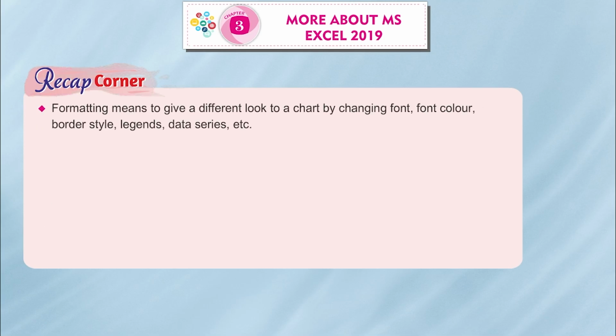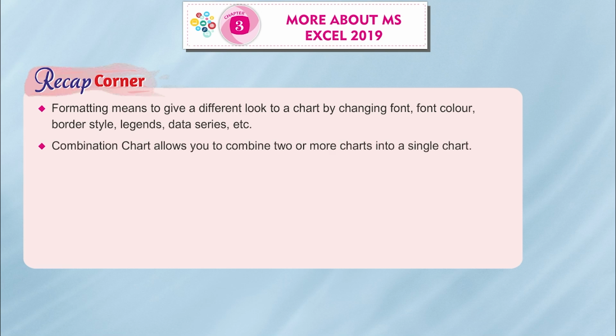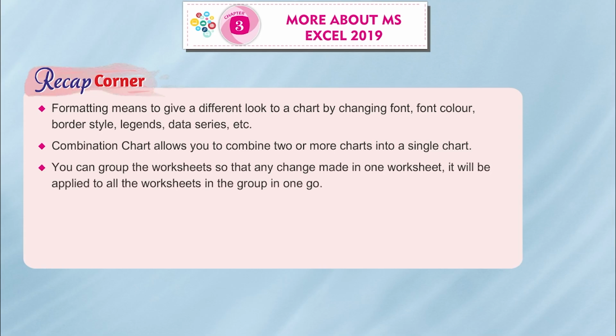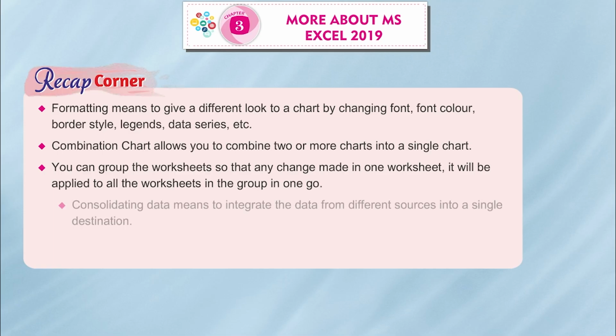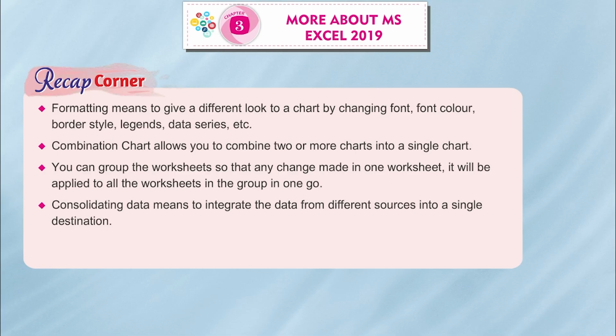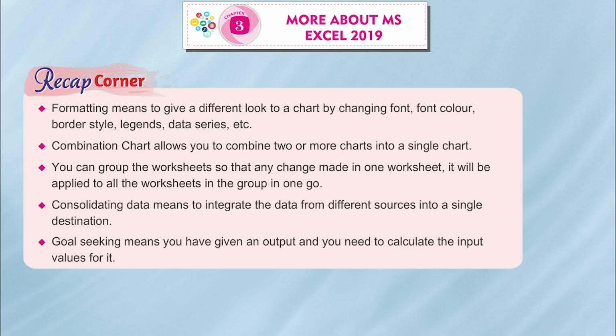Formatting means to give a different look to a chart by changing font color, border style, legends, data series, etc. A combination chart allows you to combine 2 or more charts into a single chart. You can group the worksheets so that any change made in one worksheet will be applied to all the worksheets in the group in one go. Consolidating data means to integrate the data from different sources into a single destination. Goal seeking means you have given an output and you need to calculate the input values for it.